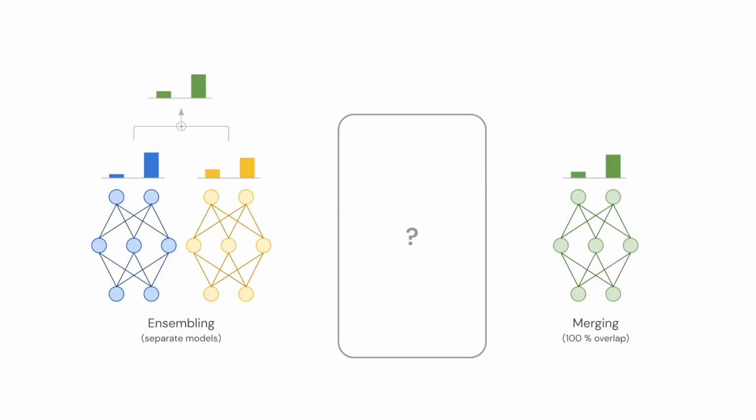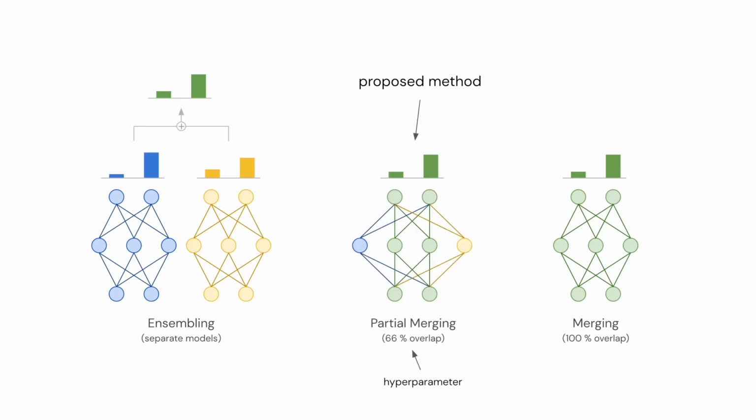So we have seen assembling and we have seen merging, and my idea is there has to be something in between. This is essentially what I'm proposing in my thesis, which is partial merging. In this case, the amount of overlap between both models would be a hyperparameter. Here it's like 2/3, because out of a 3 neuron wide layer, you see on the right, if you have an overlap of 0%, you have something that's functionally equivalent to assembling.